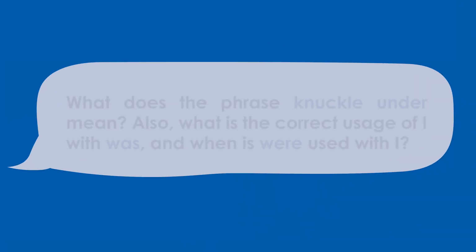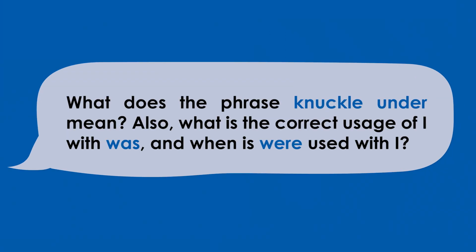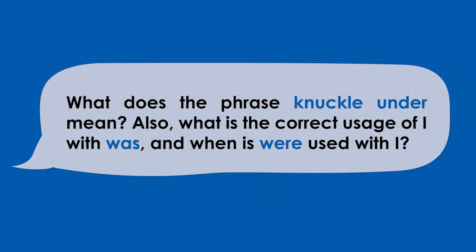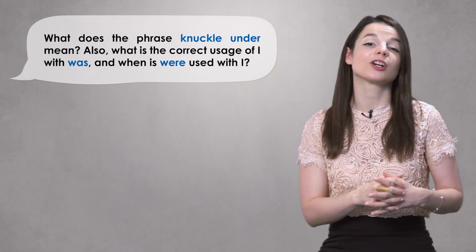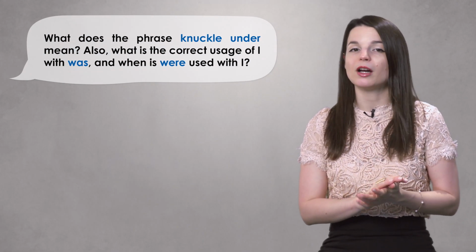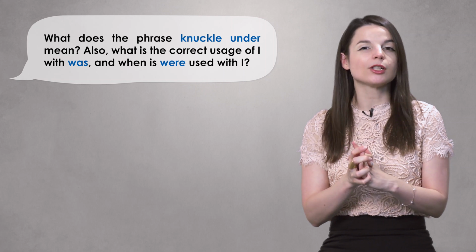Next question comes from Agilis Polite. I'm not sure if I'm saying that right. I apologize if I'm not. But Agilis says, hi Alisha, what does the phrase knuckle under mean? Also, what is the correct usage of I with was, and when is were used with I? Thanks.